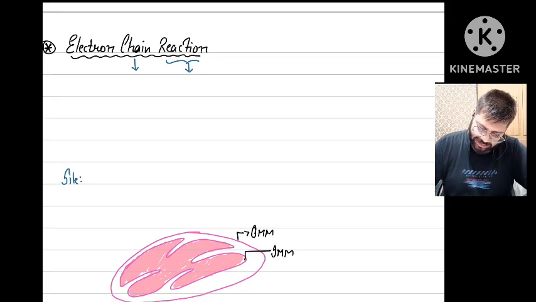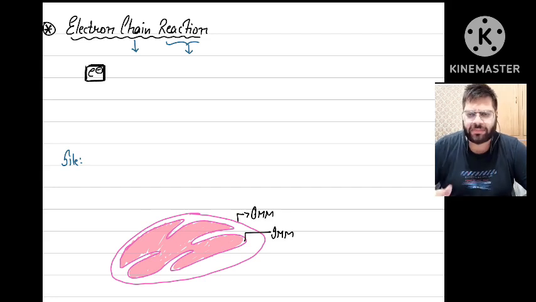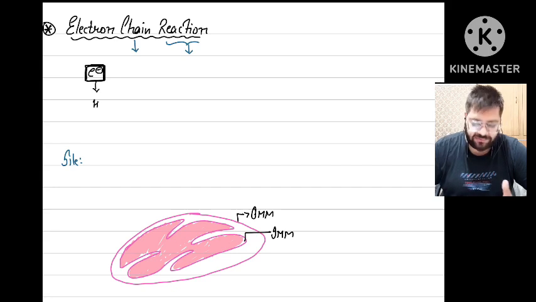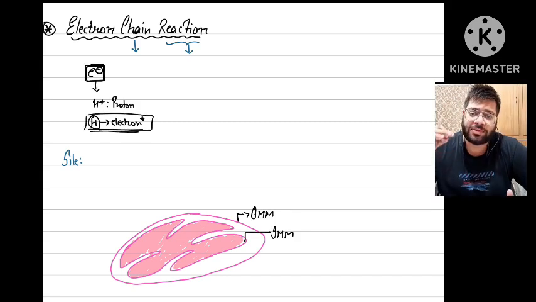Let me start writing a few things, and we will get oriented with the concept here. We have already learned what an electron is. An electron is a negatively charged particle, but in biochemistry we refer to it as H. If H positive is proton, then plain H we refer to as electron in our textbook language. That is the basic concept we need to move on with.